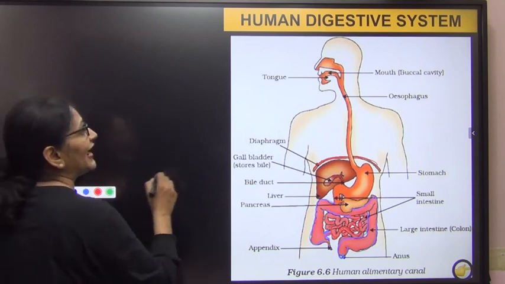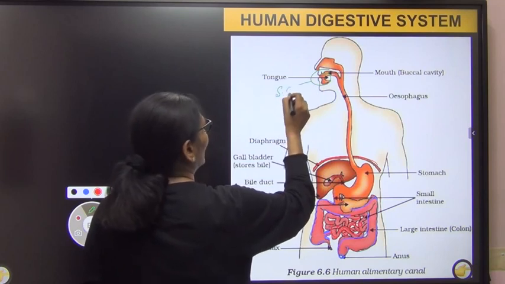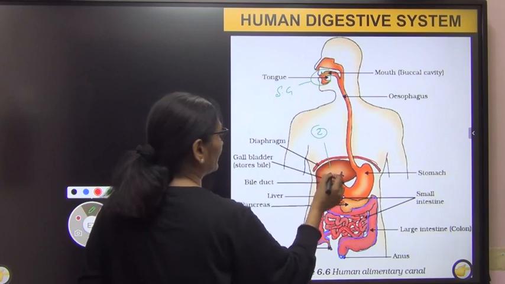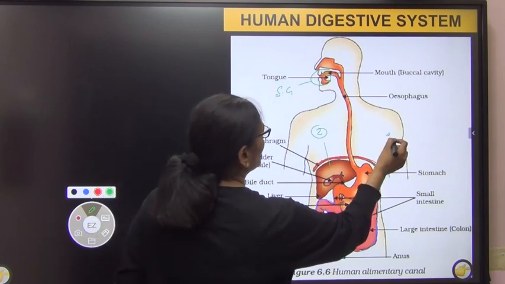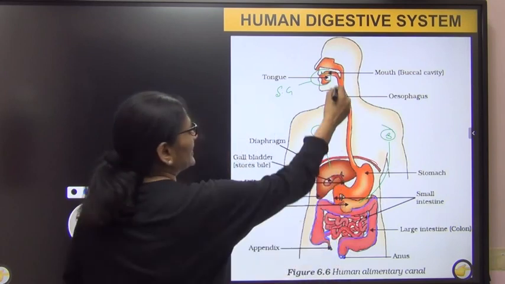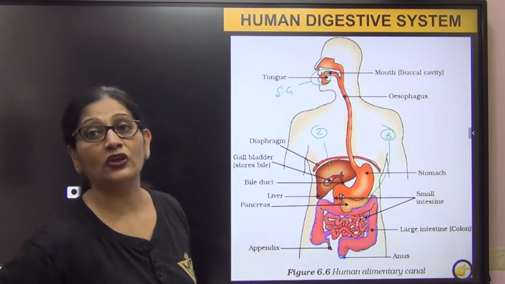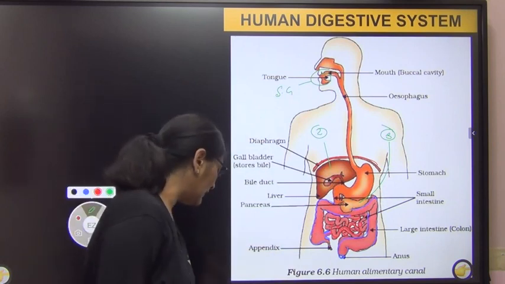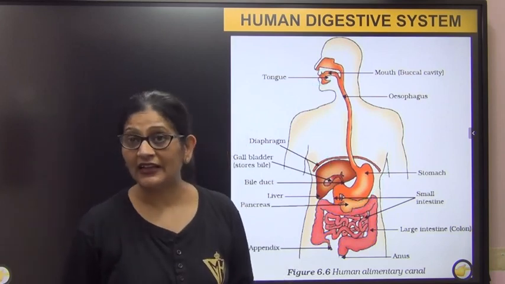We have three glands. One gland is found at the mouth. This is called the salivary gland. The second gland is just below the diaphragm. That is called your liver. And the third is between the stomach and the intestine. This is called your pancreas. So this alimentary canal along with the digestive glands actually forms the human digestive system. I hope the structure of the human digestive system is very clear to you.